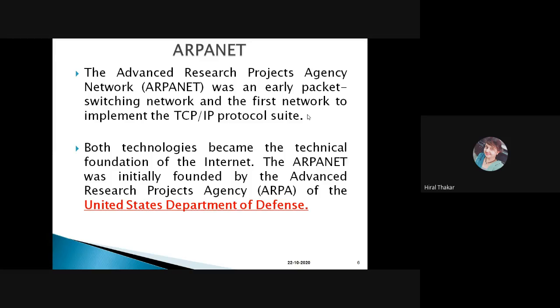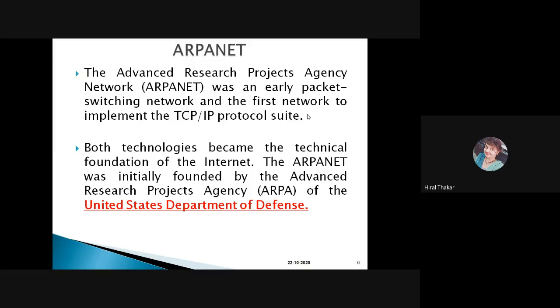Say, for example, if you are sending an email or my voice is coming to you, you are able to see my presentation, right? If I want to send this presentation to you, I want to mail it to you, right? So I am sending some information. I am the sender, you are the receiver, right? So all the information would be divided into small packets, and these packets will travel on the network, on the internet. So this kind of thing is known as packet switching, right?